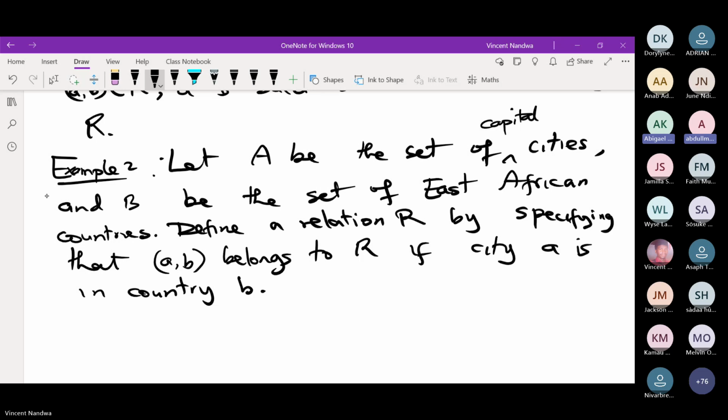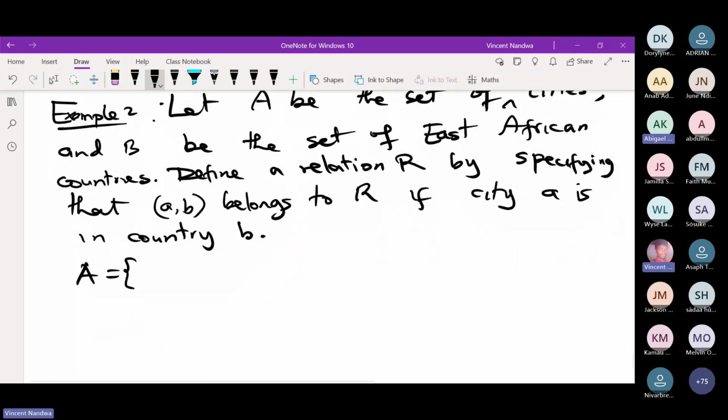East Africa. So maybe we can list the elements of set A and let's list elements of set B. So B are countries. So which countries are in East Africa? Tanzania, Kenya, Ethiopia, Uganda, Rwanda, Somalia, Djibouti, Burundi.